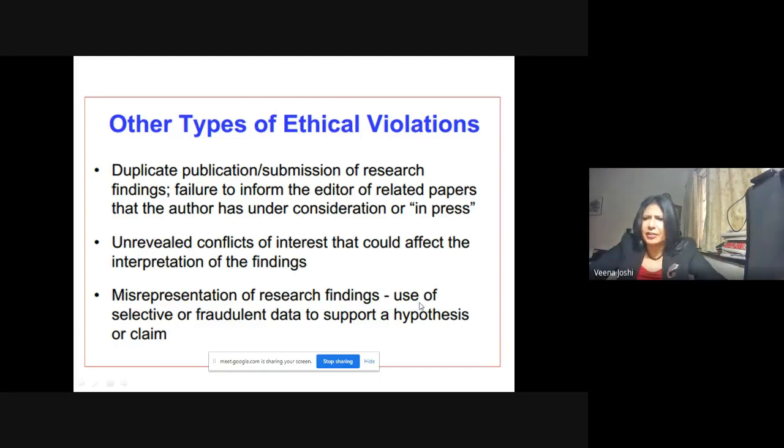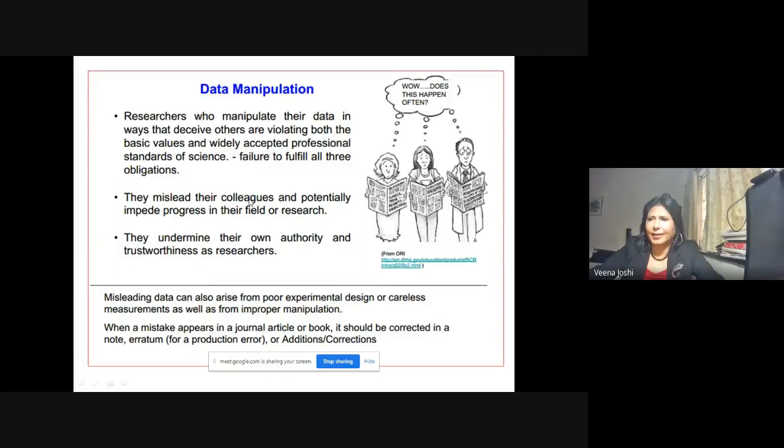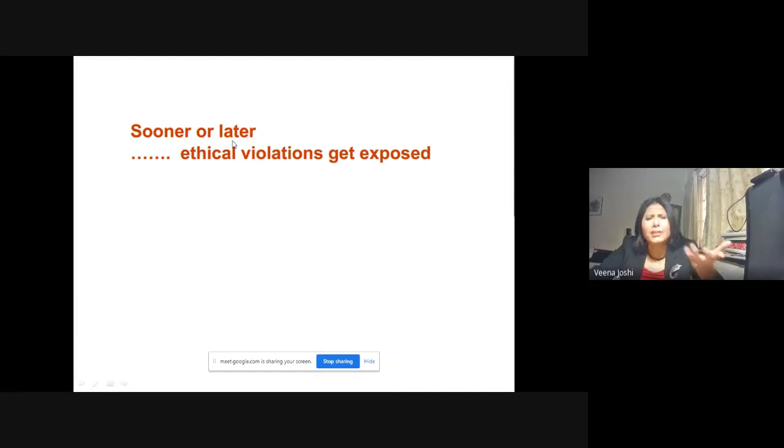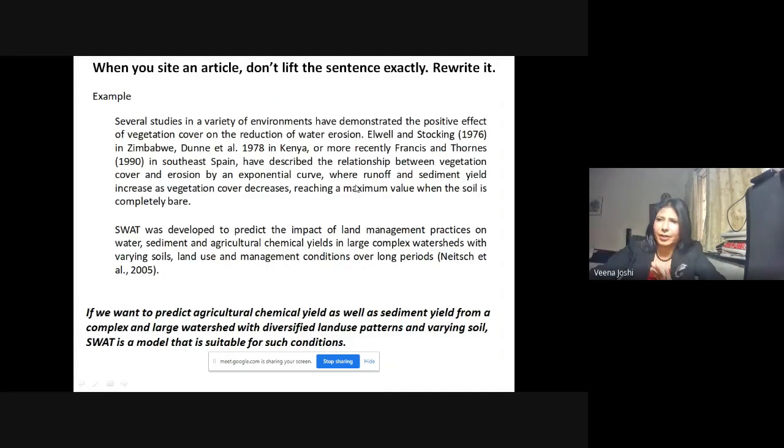Misinterpretation of research finding, use of selective fraudulent data. So any kind of data manipulation, they are all violations. हम पढ़ेंगे नहीं. I already have spoken many things about it. Data manipulation. You know what? I would love to talk to you for the whole day about that. तो और हंसेंगे भी. Sooner or later, ethical violation get exposed. Now I am going to forget it.